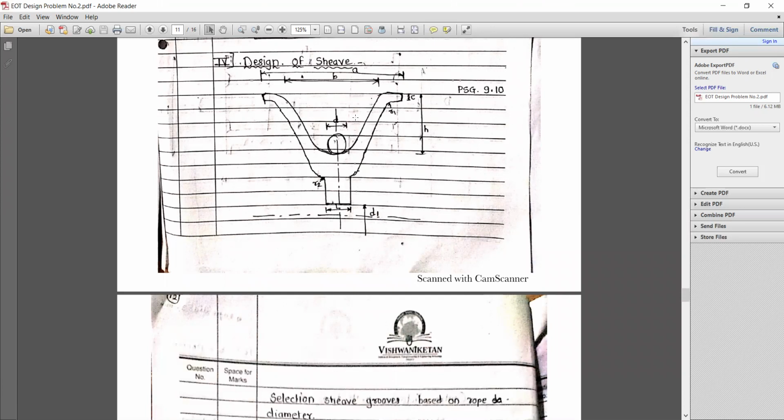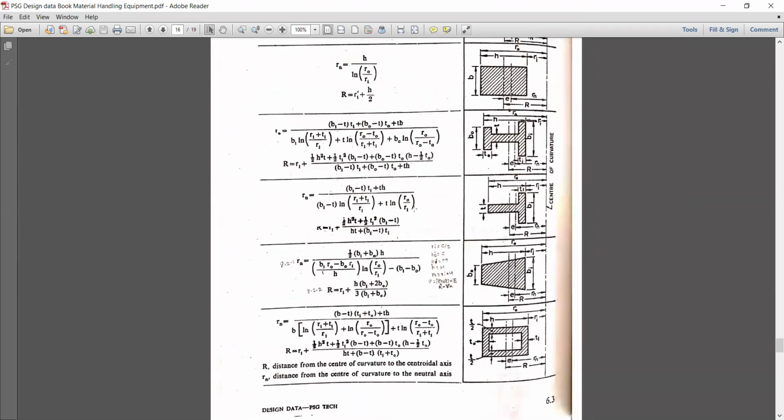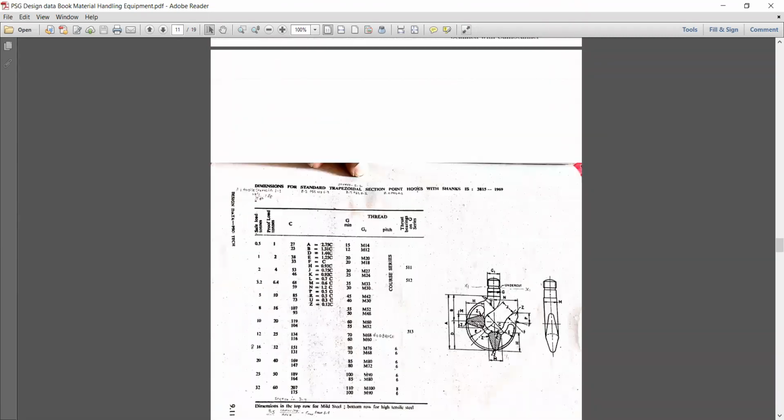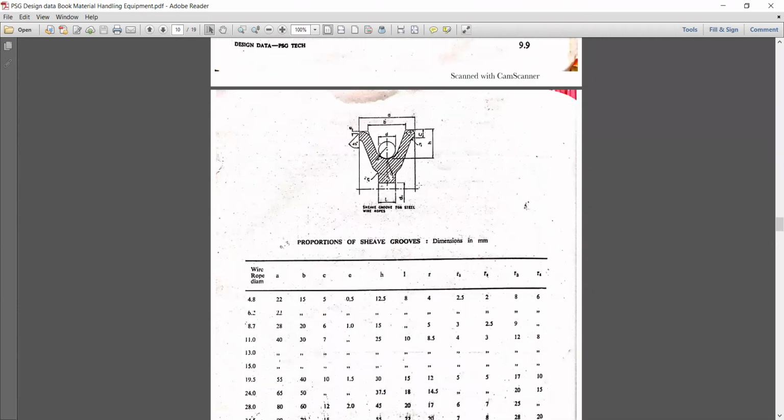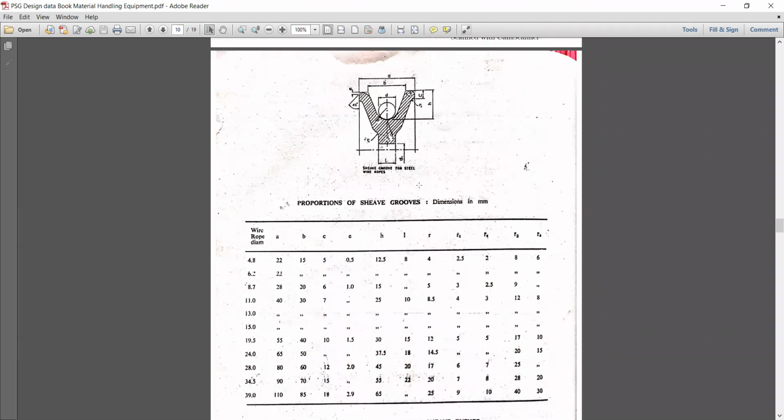So referring PSG page number 9.10, you can directly get these values. Let's see. Okay, so here all the values of the sheave diameter are given over here. We just have to select the proper rope diameter. Okay, so we have a rope diameter.